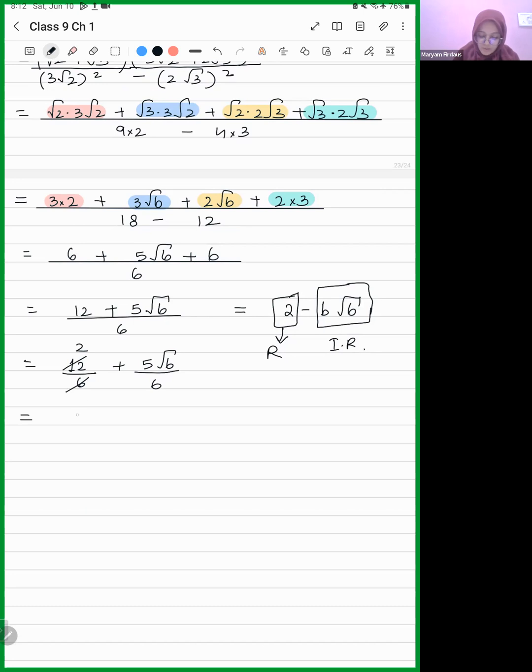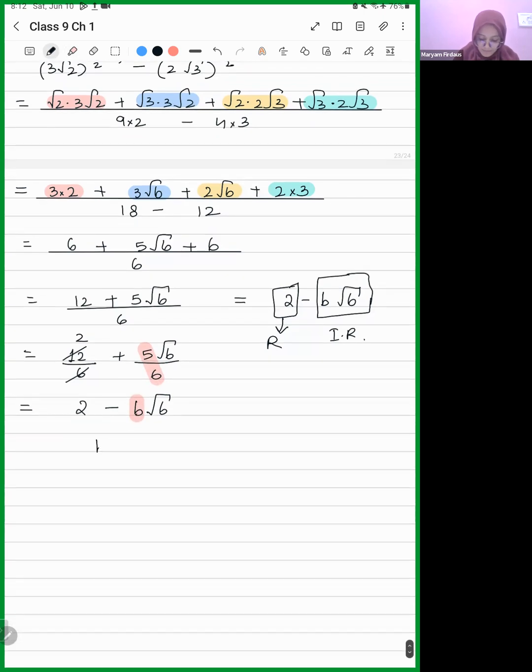This is our 2, so this is the same as 2. No, not 5 by 6, minus 5 by 6, because it is 2 minus b root 6. So our b happens to be minus 5 by 6. Getting it? Yes, ma'am. b is equal to minus 5 by 6. Any doubt? No. Then I believe we can move on.